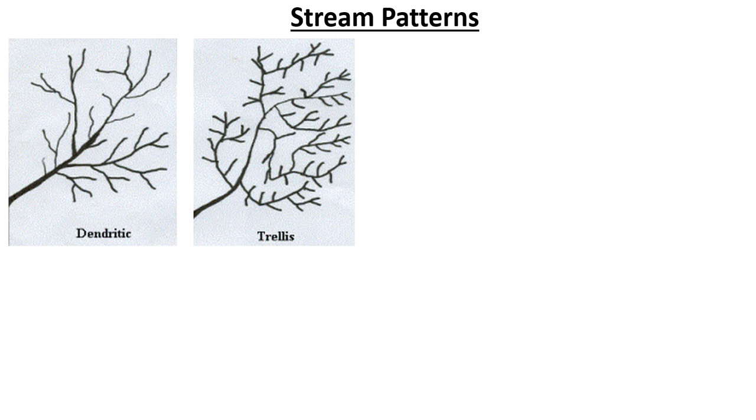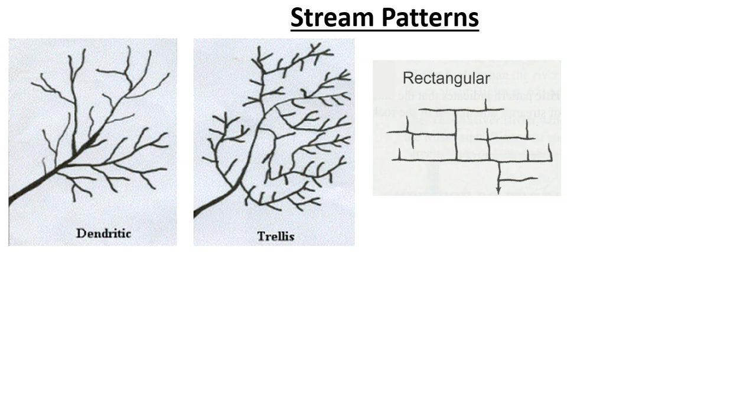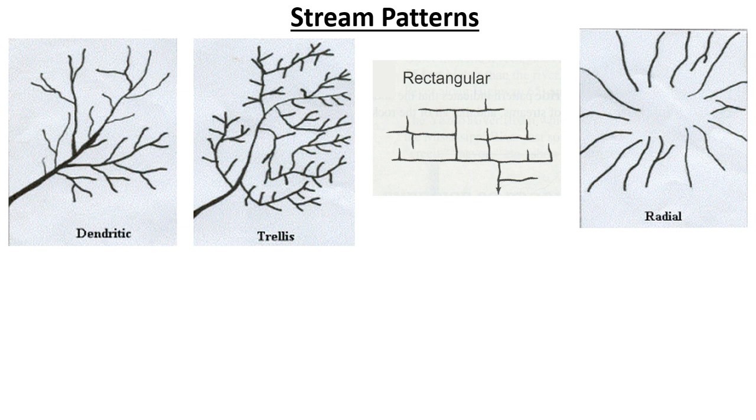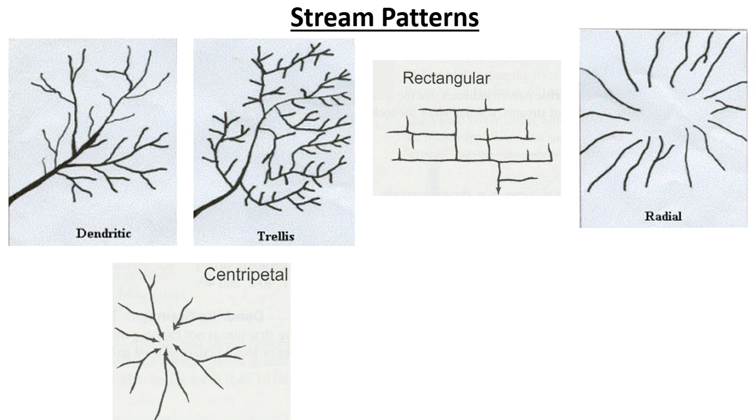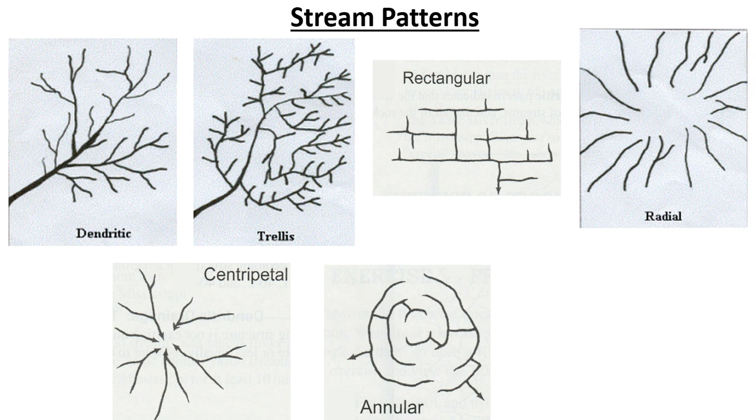There are 7 common stream patterns you may stumble across while looking at maps of regions. The names of these patterns are dendritic, trellis, rectangular, radial, centripetal, annular, and parallel.